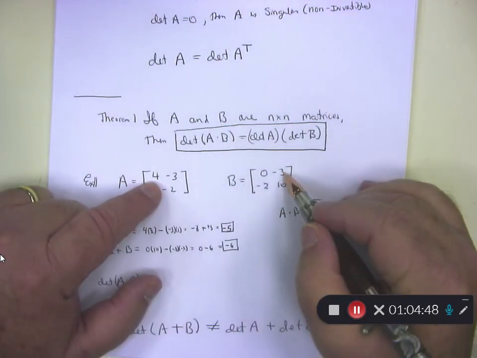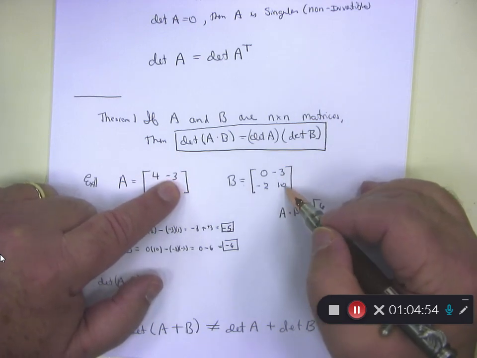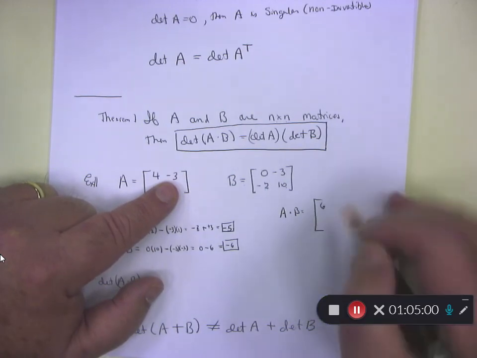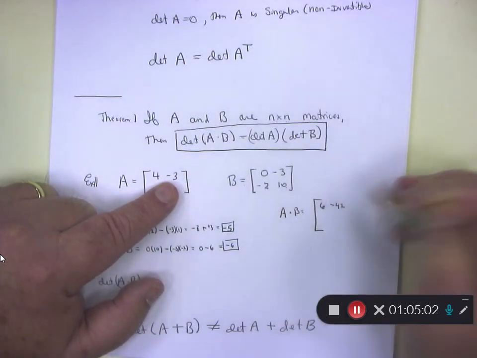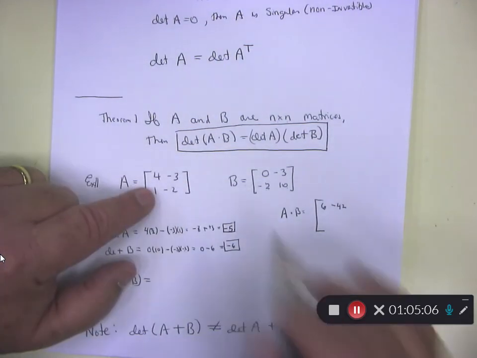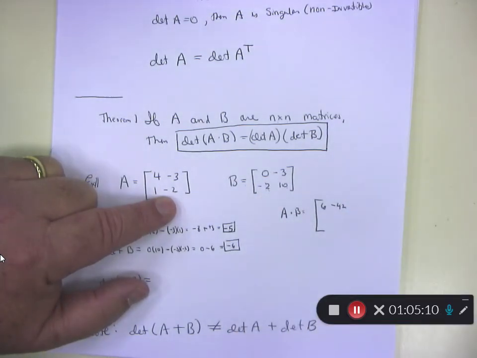4 times -3 is -12, plus negative 3 times 10, which is negative 30. Negative 12 plus negative 30. Negative 12 minus 30 is what? Negative 42? Agreed? Second row, first column. 1 times 0 is 0. Negative 2 times negative 2 is positive 4. 0 plus 4 is 4.